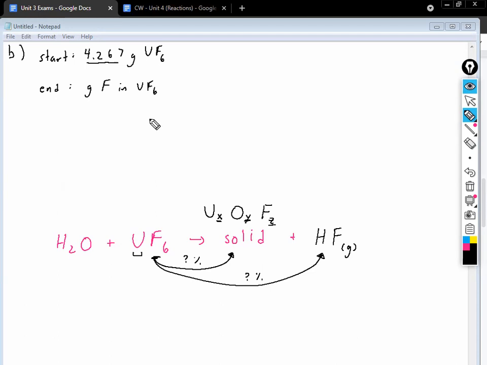I want you to look at the person next to you. See if you can solve out this stoichiometry problem, okay? It's the same thing that we've been doing before. Our starting number is 4.267 grams of UF6. I want you guys to use dimensional analysis to find out how many grams of fluorine are inside of UF6. So I'll give you guys about a minute and a half. Try solving that out with the person next to you. And then after that, we'll go over it and then we'll move on.